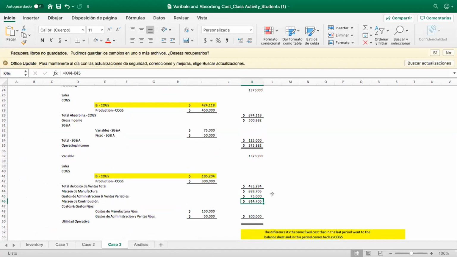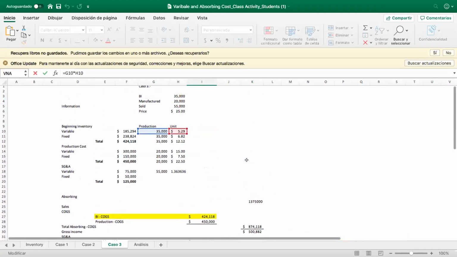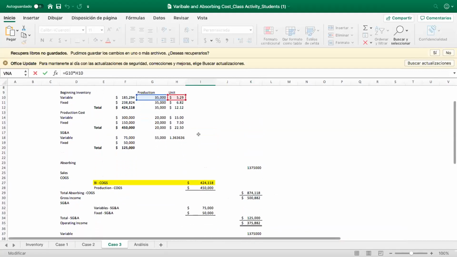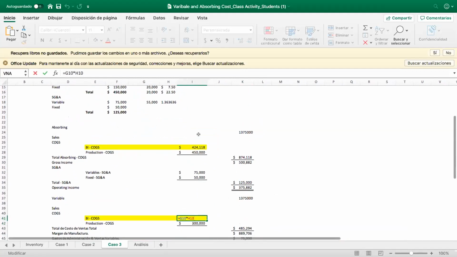Where did we find the 185,000? That one. Ah, okay. This one was from here. Ah, okay. Remember, it's just the variable costing. So she's including the variable cost of the beginning inventory. Right? Yes. Yes, in English. Thank you.